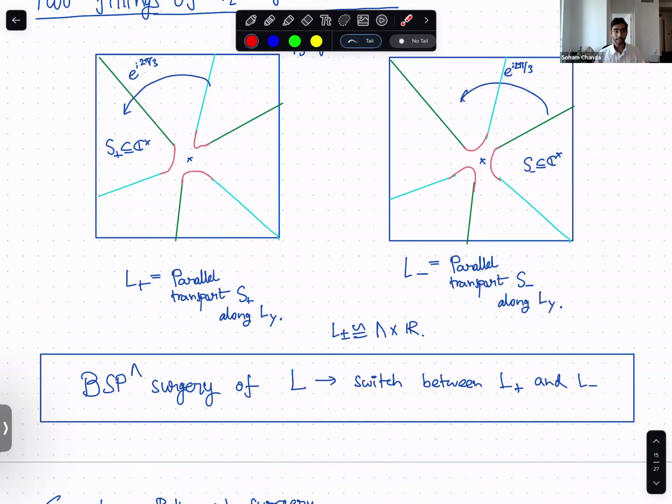And recall that the heuristic needs three things: a Legendrian and two fillings. So I told you what the Legendrian is. It is this lambda 2, and I gave you two fillings, L plus and L minus. And now the surgeries, you just switch between one to the other.